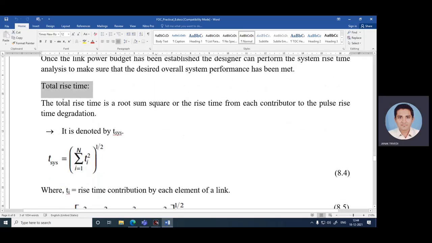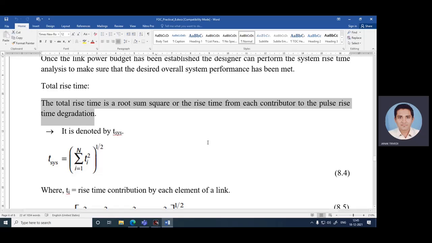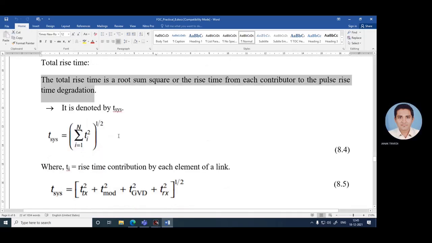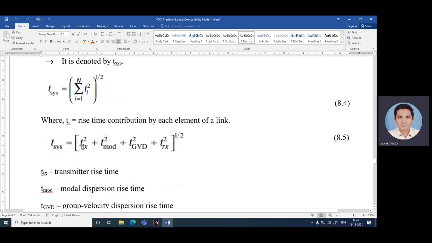Total rise time. The total rise time is the root sum square of the rise time from each contributor to the pulse rise time degradation. It is denoted by T_system. T_system is equal to the sum from i equal to 1 to n of T_i square, all to the power 1 by 2, equation 8.4, where T_i is the rise time contribution by each element of the link.